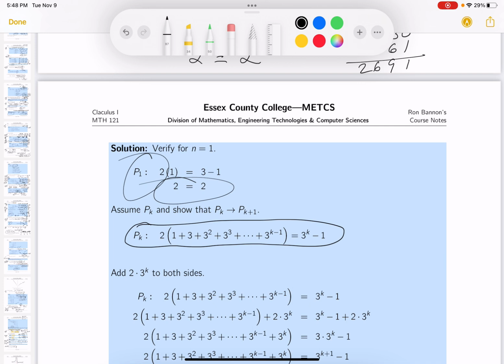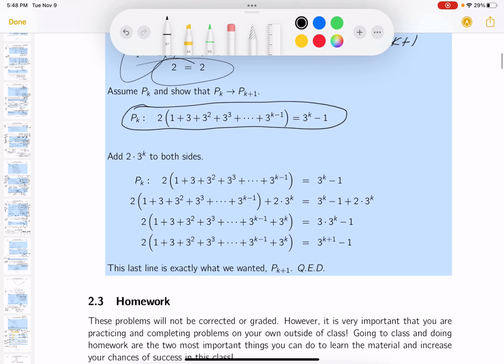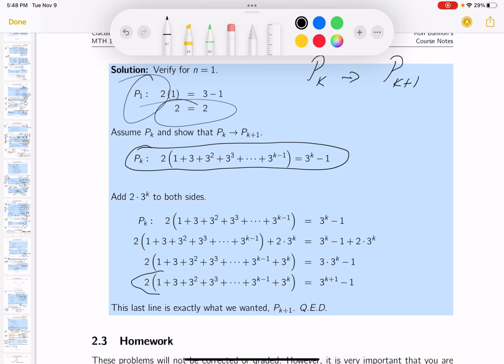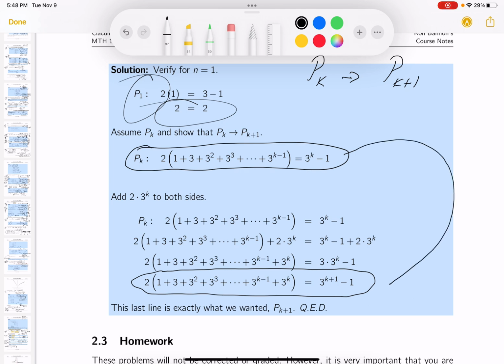Then what you're going to be doing, and this is the tough part, is trying to figure out how Pk will eventually lead to Pk plus 1. Well, I say before you do that, write down Pk plus 1. And Pk plus 1 would look like this over here. So you need to find a path from here to here.